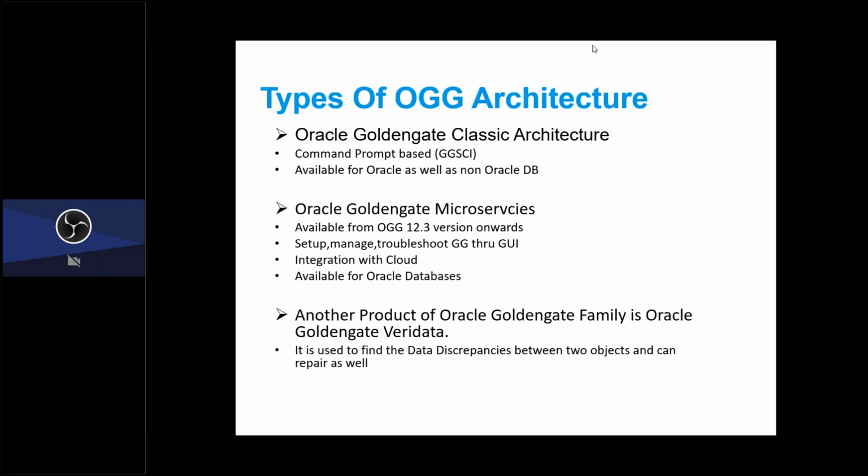Guys, one more thing. What I mentioned is that classic architecture is going to be deprecated from 21c onwards. It means that it is only going to be deprecated for those databases for which microservices support is available. Microservices support, as I mentioned, is available for 5 databases: Oracle, DB2, MySQL, SQL Server, and Informix. For these 5 databases, classic architecture is going to be deprecated, but for others, it is going to continue.